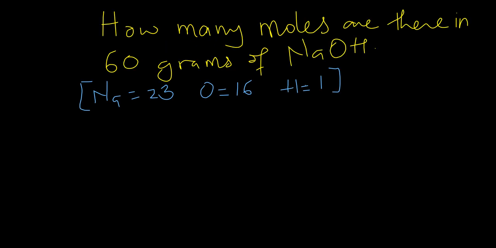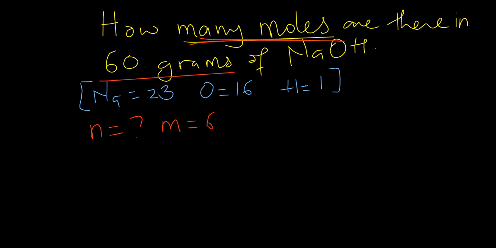In example one, we've been asked to calculate the moles. How many moles are there in 60 grams of sodium hydroxide? So first, they've asked us to find the mole, which we do not know, so let me make it a question mark. The question gave us the mass of sodium hydroxide, so we can write that. The mass of sodium hydroxide is 60 grams.